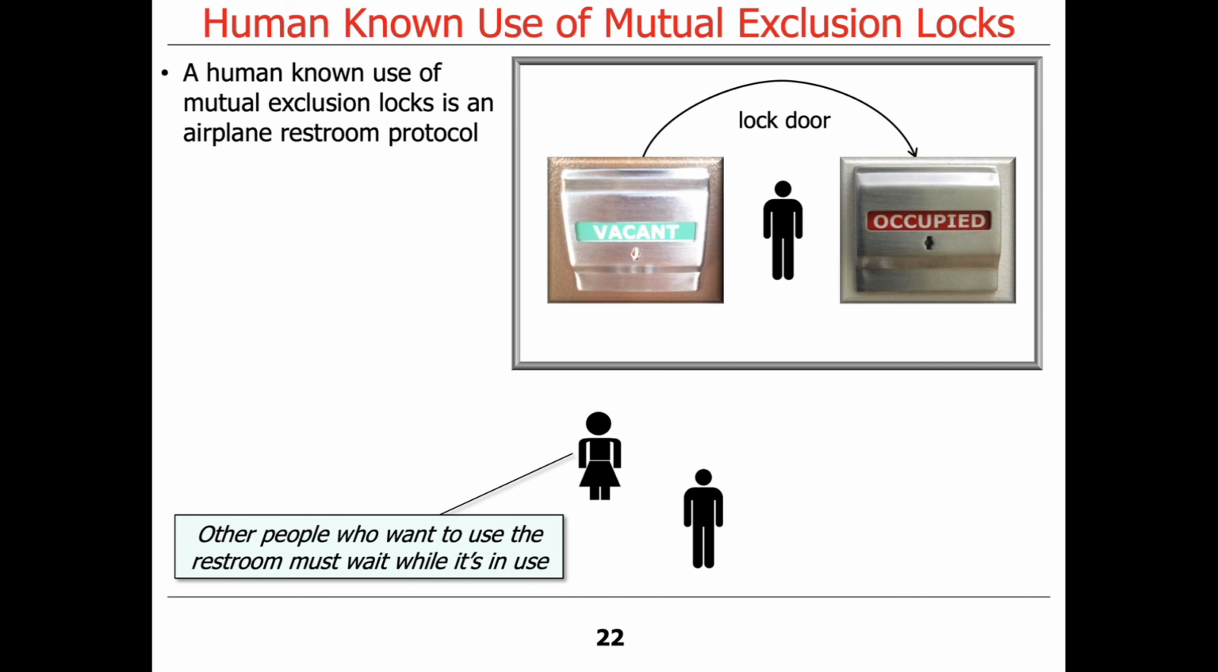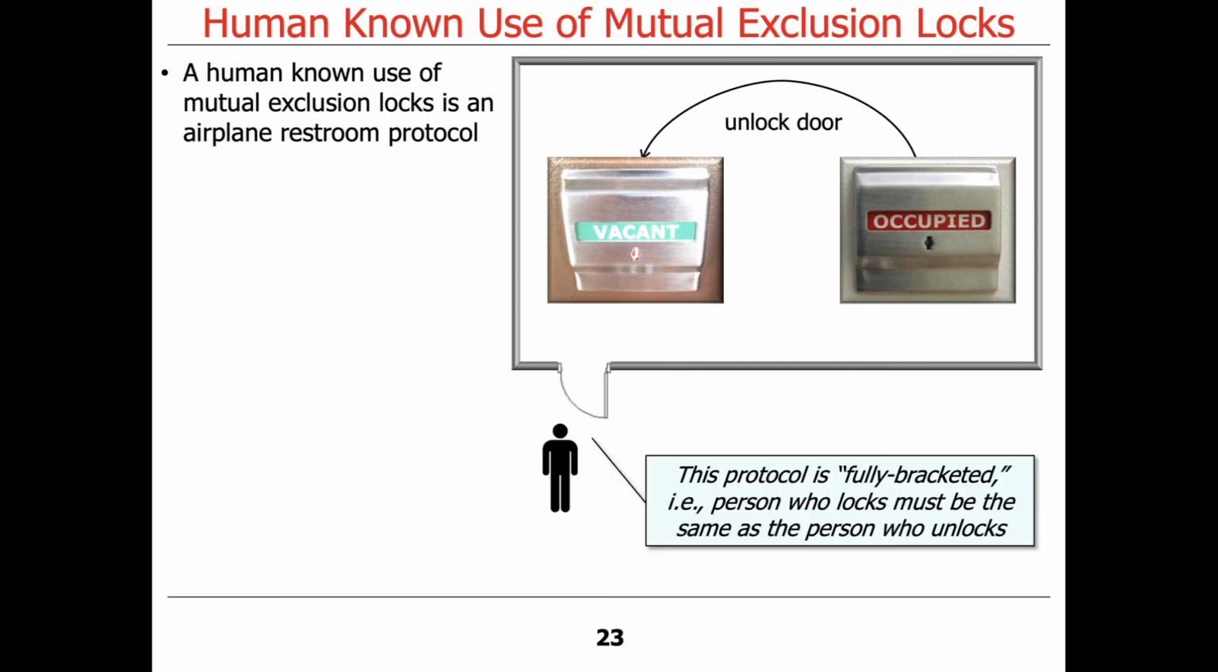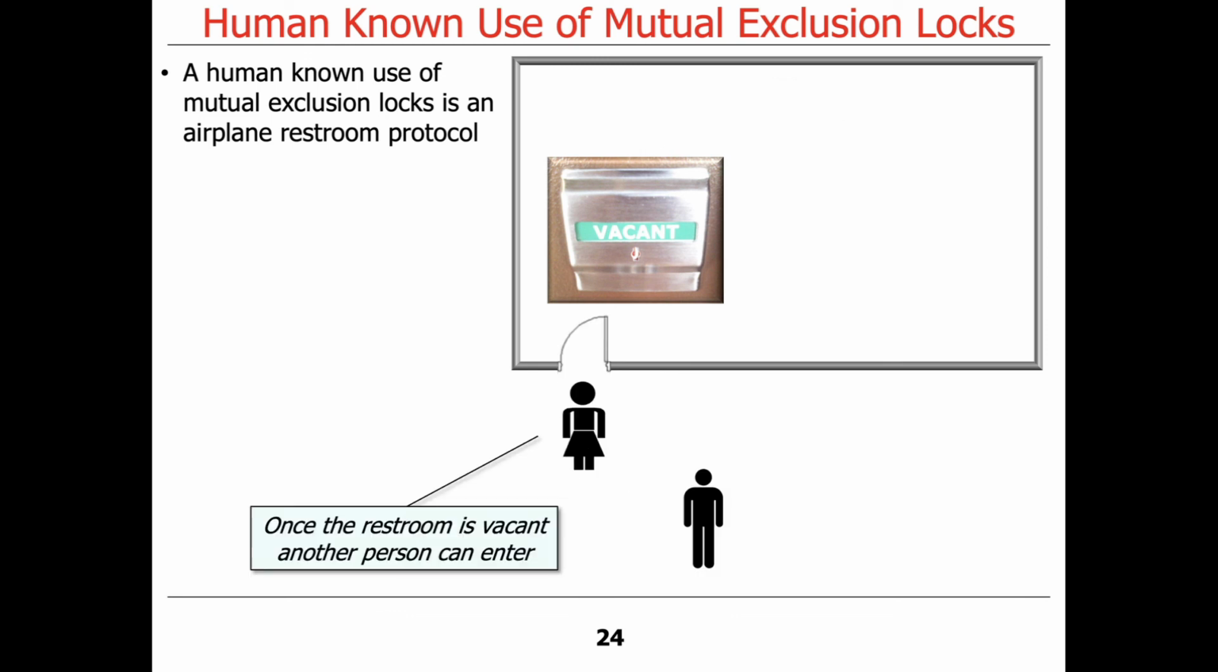Remember, on modern airplanes you can't queue up to the front restroom. You can only queue up to the back one due to FAA restrictions because of 9/11. When you're finished, you come out, you unlock the door, and the state goes from occupied to vacant. Notice that this protocol is fully bracketed. The person who locks the door must be the person who unlocks it, unless you faint and they have to pry you out with a crowbar. But we're not dealing with that use case. We're dealing with the normal use case.